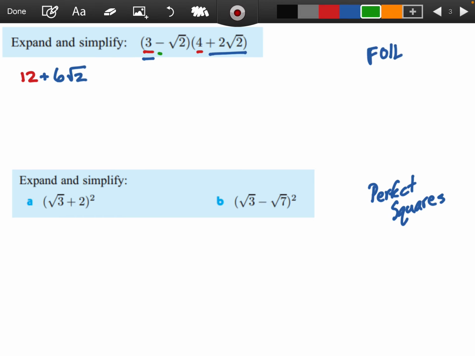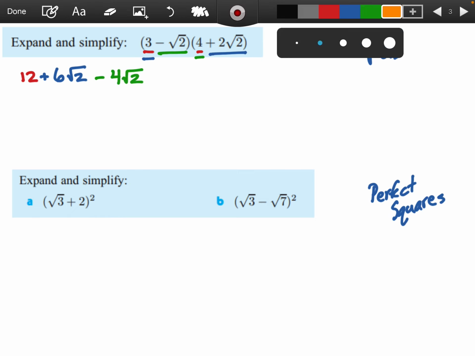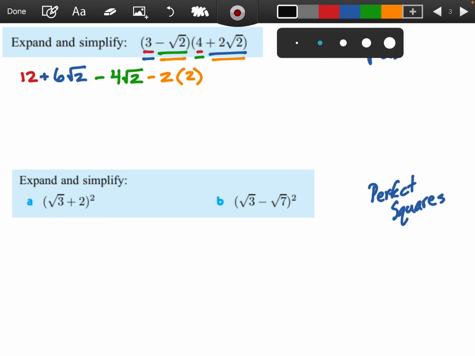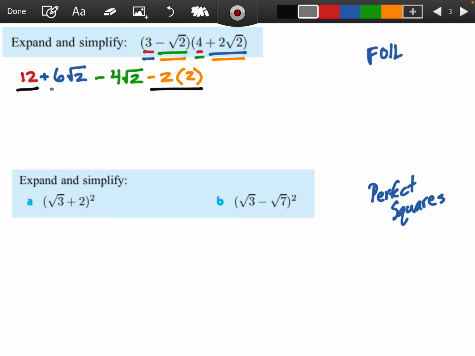Then we go to negative root 2 times 4 for our inner multiplication, so negative 4 root 2. And then our last multiplication, negative root 2 times positive 2 root 2. So we get negative 2, and then the root 2's give me 2. So then I look to simplify this. There's two things I know I'm going to be able to do. I know that I've got an integer here, and this will end up being an integer, so that's going to go together. And then I also see that I have 2 root 2 terms in the center.